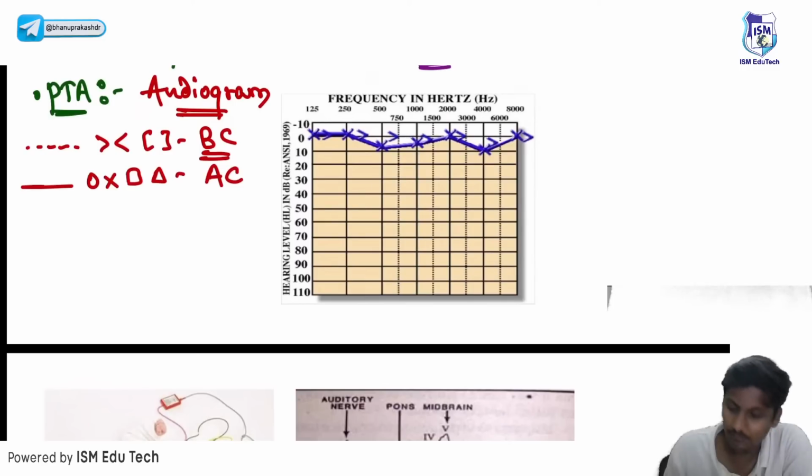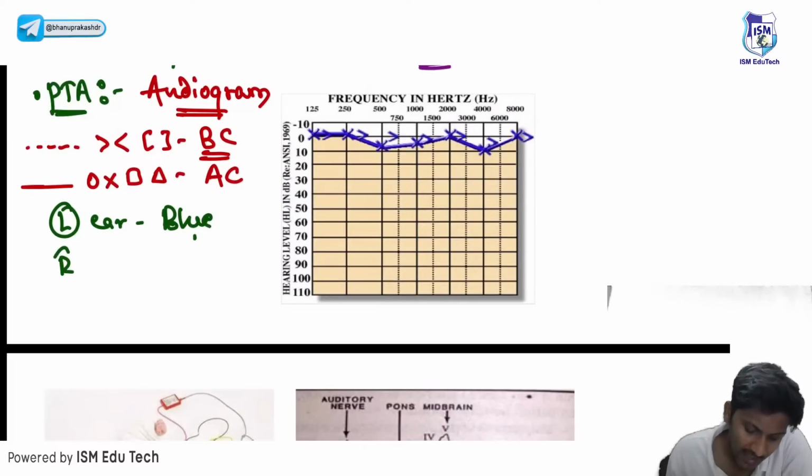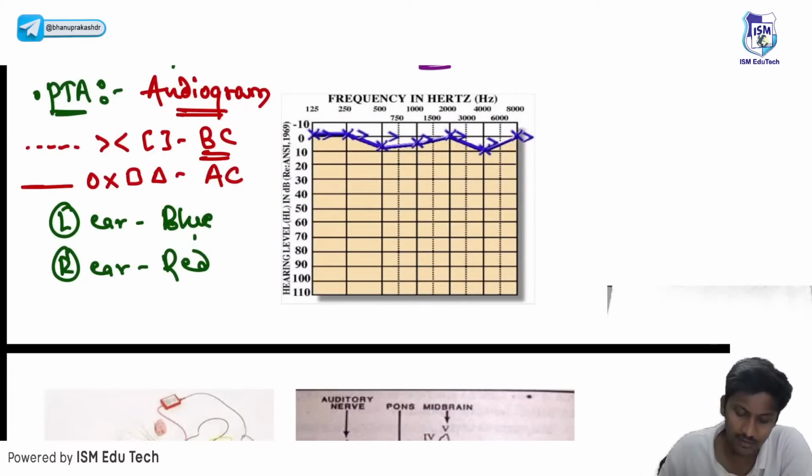Important is if the audiogram has blue lines, it is suggestive of a left ear. And if the audiogram has red lines, it is suggestive of a right ear.